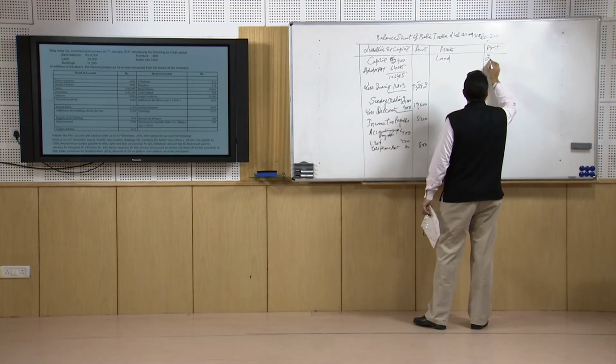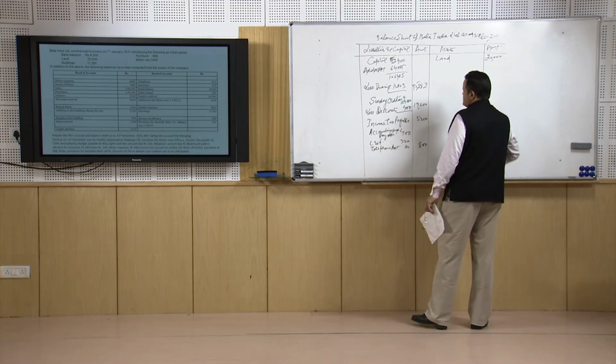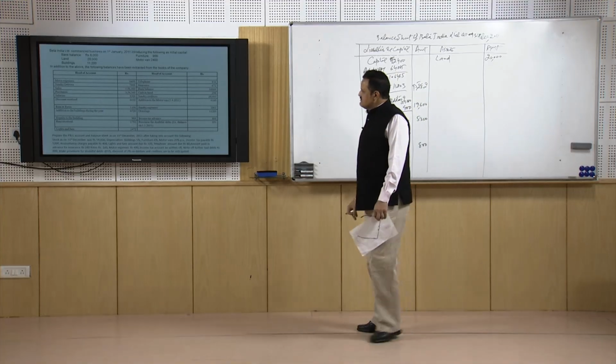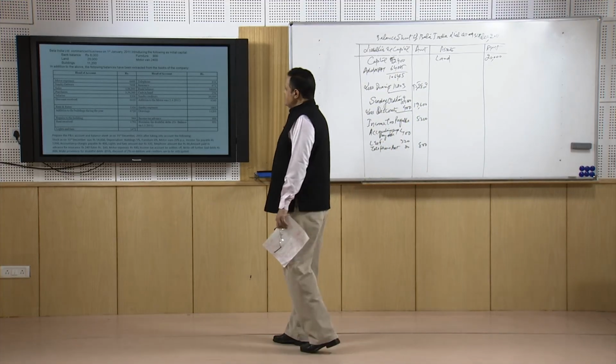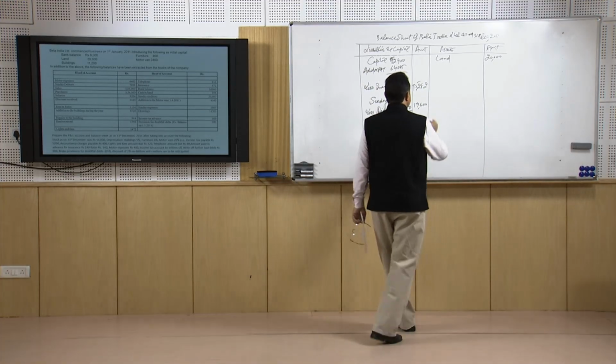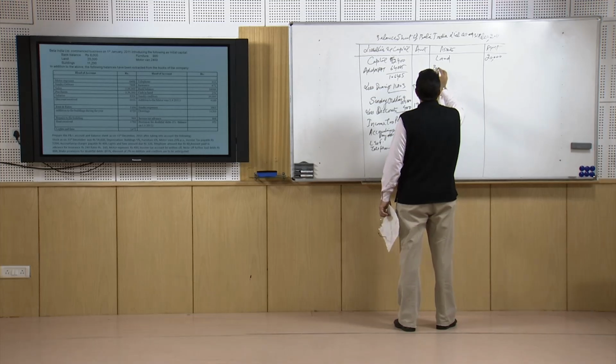and land is how much? 20,000, no depreciation, no appreciation, nothing. So, 20,000 of the land we have to take as it is. Then we have to go for the buildings. Buildings are how much?